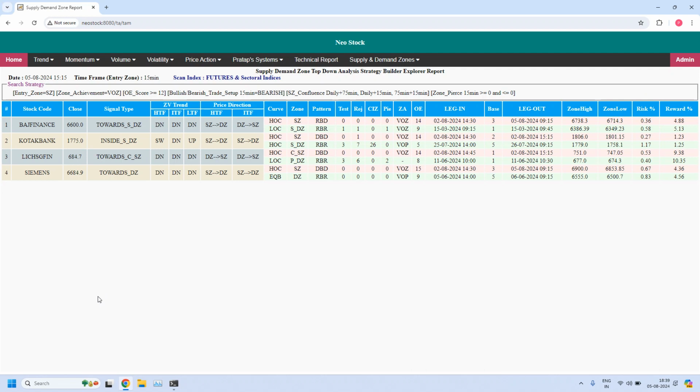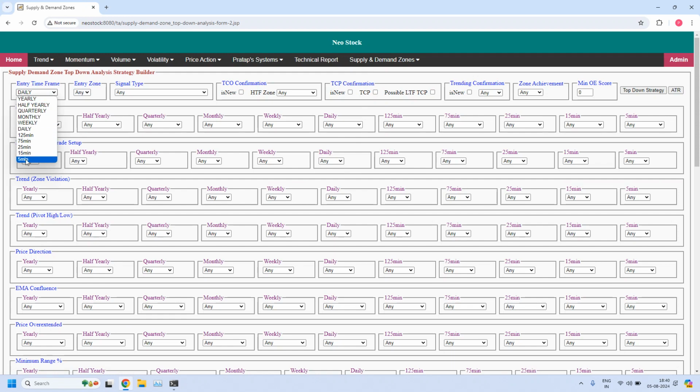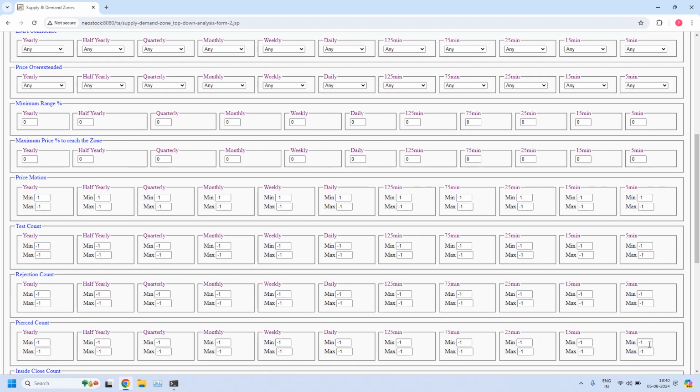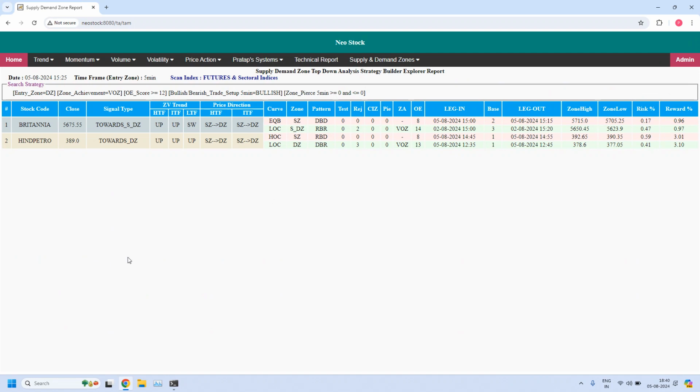So this is about daily income trade, and the next one is the intraday point of view, hourly income trade. Hourly income trade entry time frame is 5 minutes. For bullish trade setup it is demand zone, and in bullish or bearish trade setup in 5 minutes time frame I am selecting the value bullish, and in pierced count in 5 minutes time frame I am setting minimum value 0, maximum value 0. That means the zone should not be pierced. Zone achievement is VOZ, violated opposing zone, and minimum order enhancer score 12. All the filters are applied to the 5 minutes demand zone. So let me filter the stocks. Only 2 stocks are filtered.